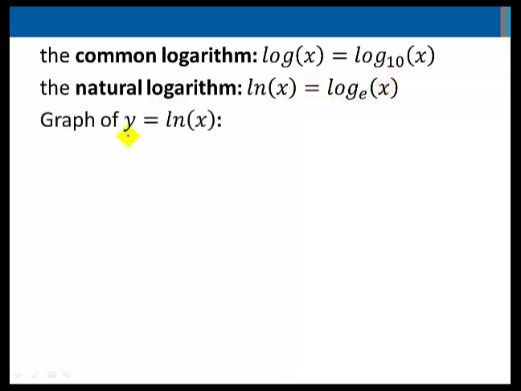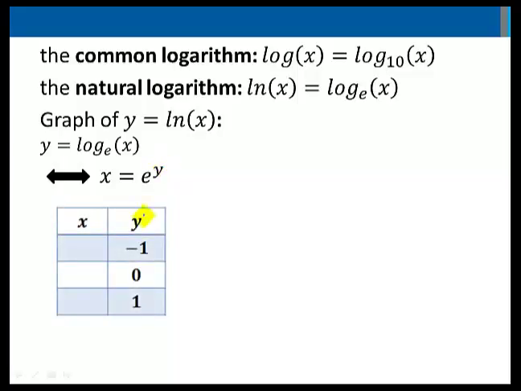And I will graph y equals the natural log of x by first of all rewriting y equals natural log of x as y equals log to the base e of x, and then changing form so that we have x equals e raised to the power of y. Let's plot some points for the graph by again using the y coordinates of negative 1, 0, and 1. This gives me x values of e raised to the negative 1, which would be 1/e, e raised to the 0, which is 1, and e raised to the 1, which is e.